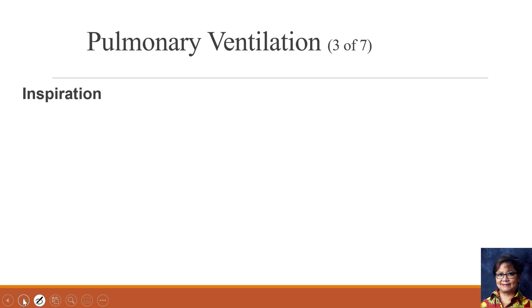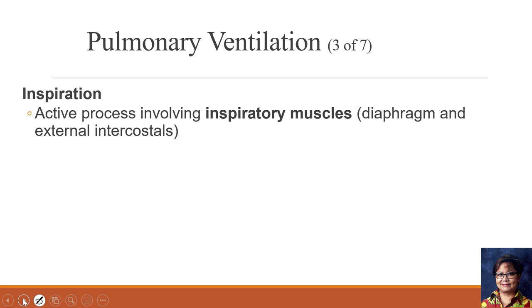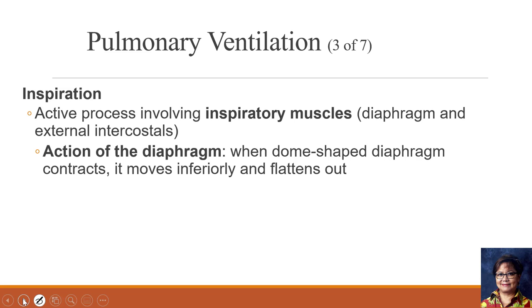So let's take a look at inspiration, which is the main component that we're going to take in pulmonary ventilation. It's an active process involving inspiratory muscles, your diaphragm, as well as your intercostals, your external intercostals to be more precise. And here, the diaphragm, which is actually dome shaped, would contract. And when it contracts, it flattens out. Okay, the flat diaphragm is the diaphragm contracted. The dome-shaped diaphragm is the diaphragm relaxed.